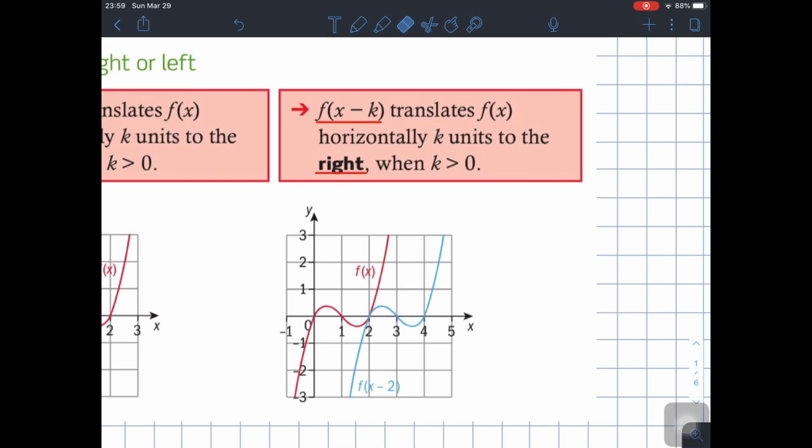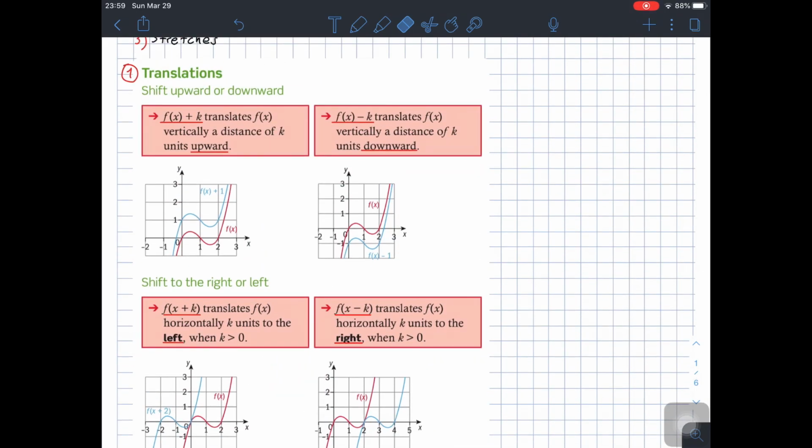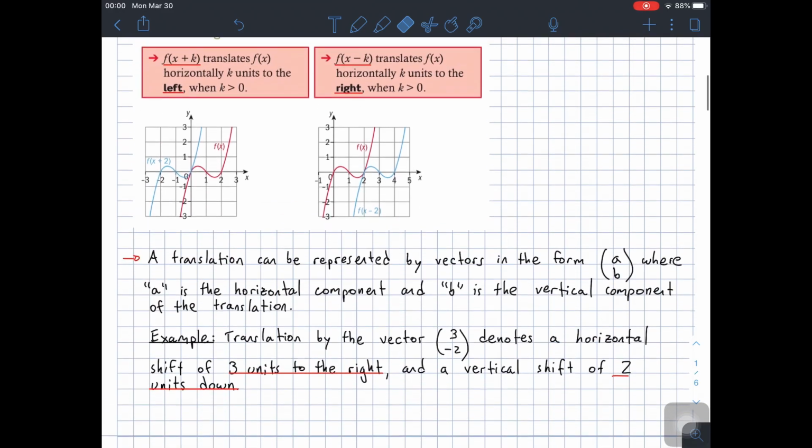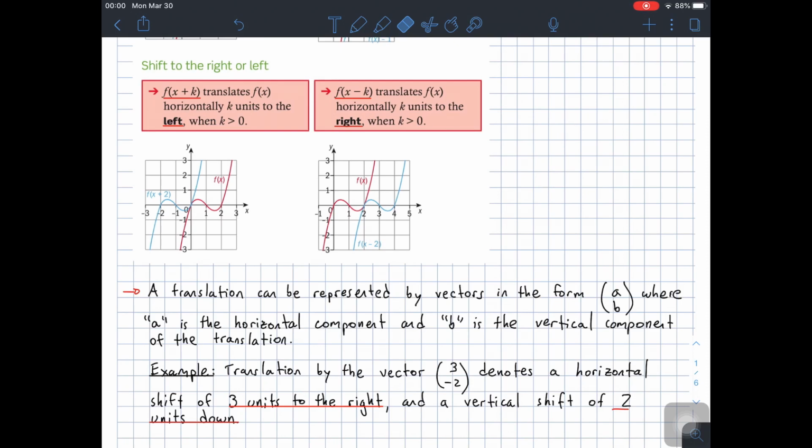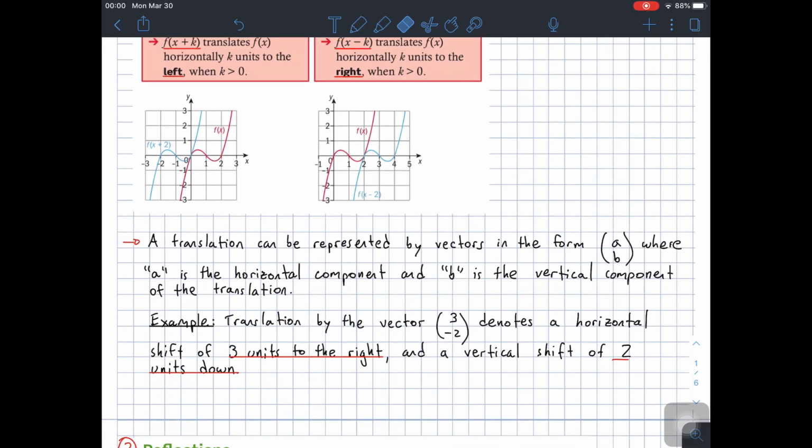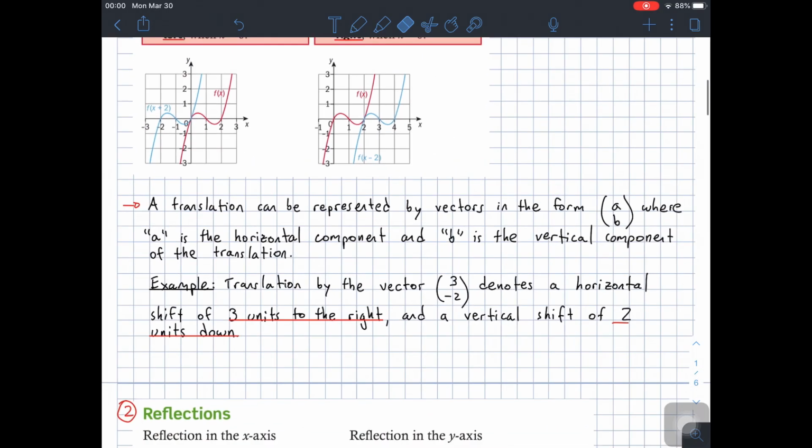So those are the different types of translation, which is the first type of transformation. This is the easiest type of transformation. Okay. Then it says, a translation can be represented by vectors in the form (a, b). This is a vector. Whenever we write the components vertically, a, b, for example, 1, 2, this is a vector when we write the components vertically. Okay, so it says, in the form (a, b), where a is the horizontal component and b is the vertical component of the translation.